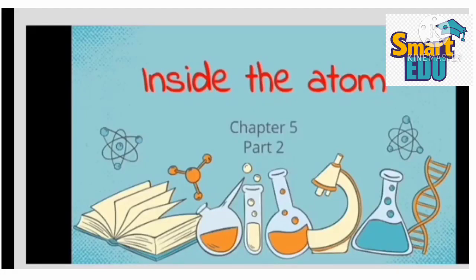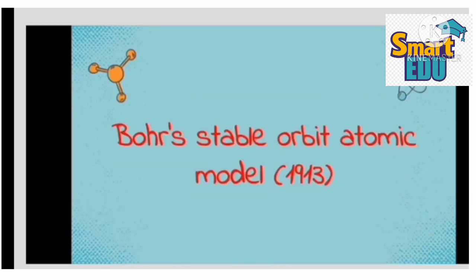Friends, today we are going to learn about science fifth chapter, Inside the Atom. Today we will continue the lesson Inside the Atom, part two. The first one we will see is the Bohr stable orbit atomic model, 1913.